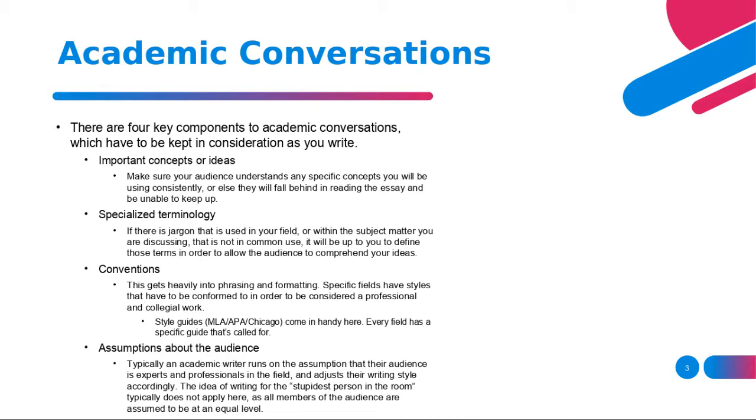Then we have assumptions about the audience. It's the fourth component here. Typically, an academic writer runs on the assumption that their audience is experts and professionals in the field, and adjusts their writing style accordingly. The idea of writing for the stupidest person in the room typically does not apply here, as all members of the audience are assumed to be at an equal level.